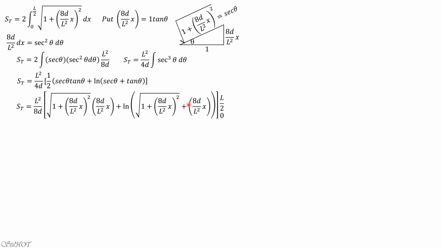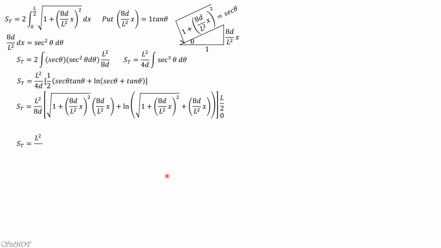Then in this second term, this is 0, and this is 0, so we have ln of the square root of 1, or ln of 1, and since ln of 1 is 0, when we substitute the lower limit, everything will be 0. So we are only concerned with the upper limit, which is L over 2. So if x is L over 2, the simplified term inside this parenthesis would be 4D over L. So 4D over L, this is 4D over L, this is 4D over L, this is 4D over L.